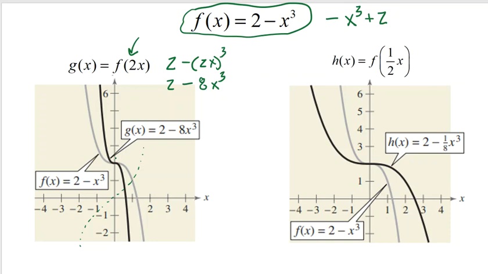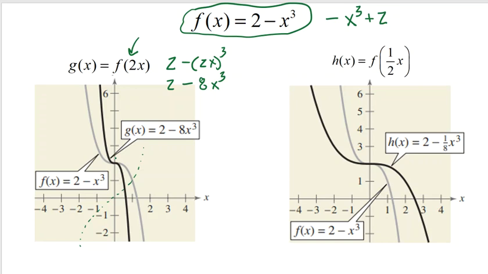And again, notice what happened. Since 2 is greater than 1, that's going to be a squeeze. Think about that gray function, and think about putting my hands on the left and right of it and squeezing it together. Because my value 2 was greater than 1, it got squished in. The gray was the beginning function, and I squeezed it in.